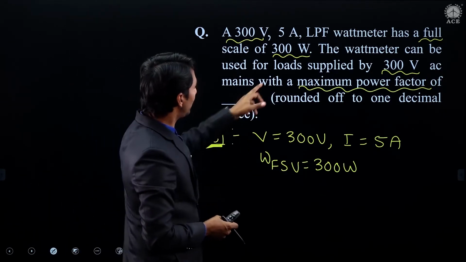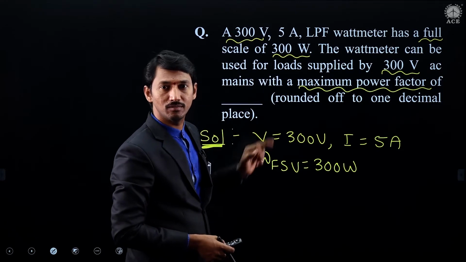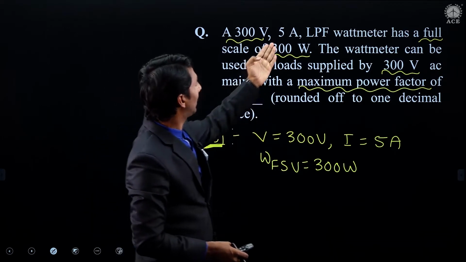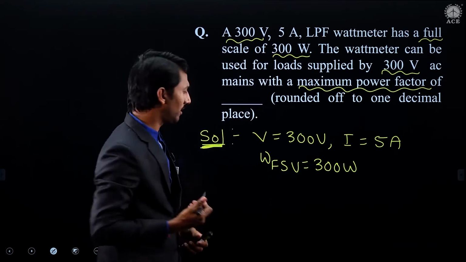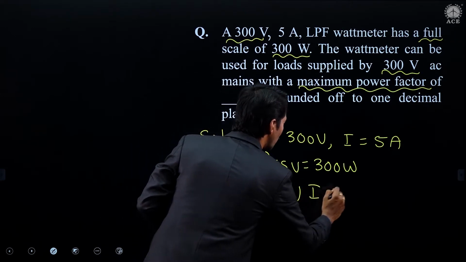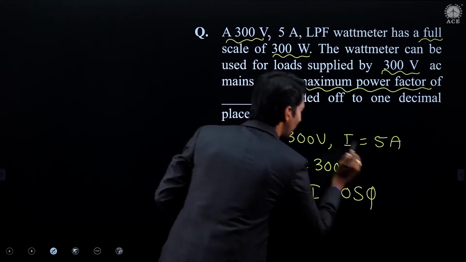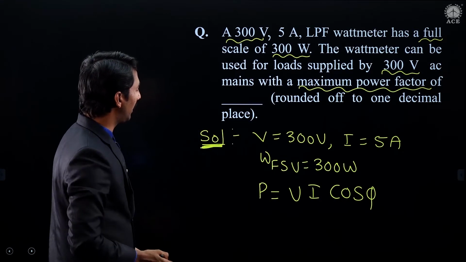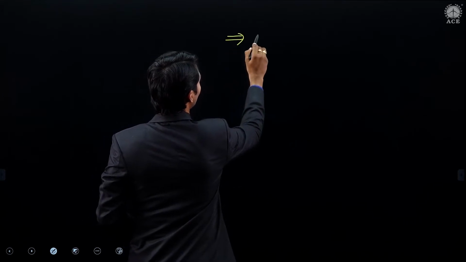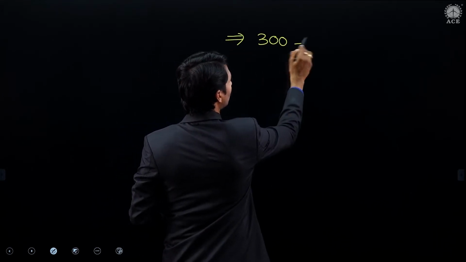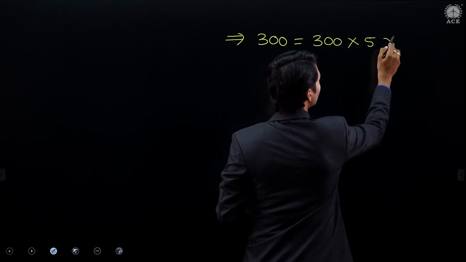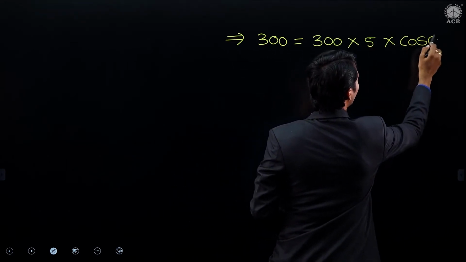See, what is the full scale value of power? 300. Full scale value, nothing but voltage rating 300, current rating 5 ampere. So directly, what we can write now? Power is equal to V into I into cos phi. Now, let us substitute the values. Power 300 watt is equal to voltage 300, current 5 amperes, power factor simply cos phi.